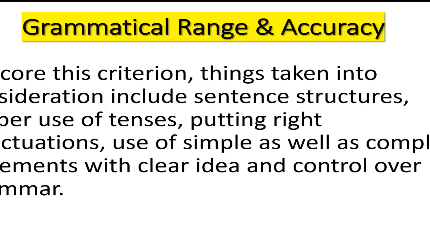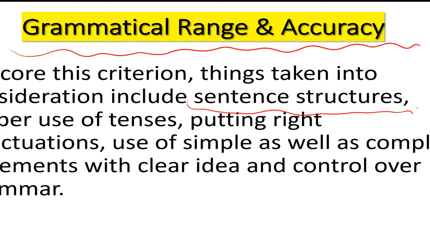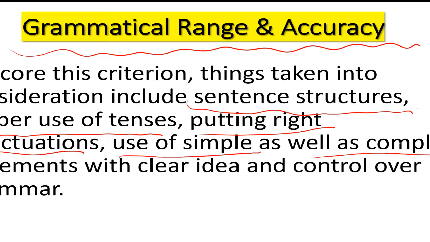So next is grammatical range and accuracy. So what does grammatical range and accuracy mean? Grammatical range and accuracy क्या होता है? To score this criterion, right? इसके अंदर score करने के लिए things taken into the consideration include sentence structure के ऊपर आपने focus करना है. Next is the proper use of tenses, putting right punctuations and use of simple as well as complex statements with clear idea and control over grammar, right? So you should have good control over the grammar while you are doing the writing task too. So that's the grammatical range and accuracy.